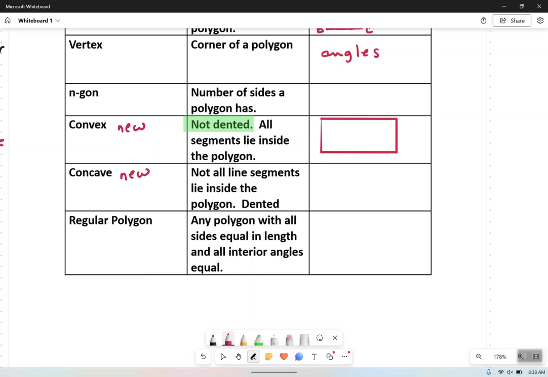Got a rectangle? Convex says a figure is convex, meaning not dented. It says all segments lie inside the polygon. Kids, if I told you to come up here and pick 2 points anywhere in the rectangle, I don't care.